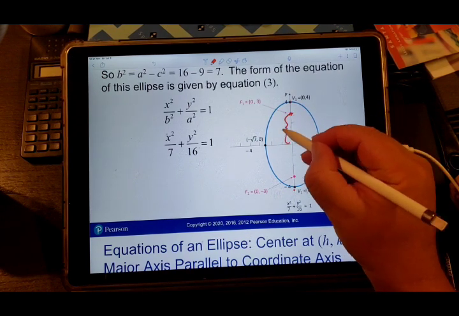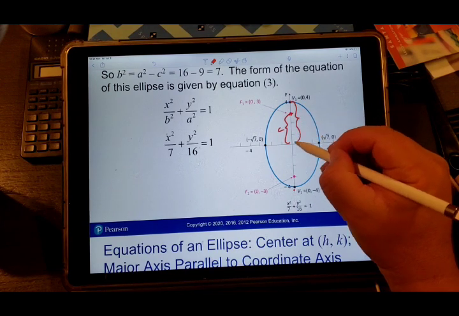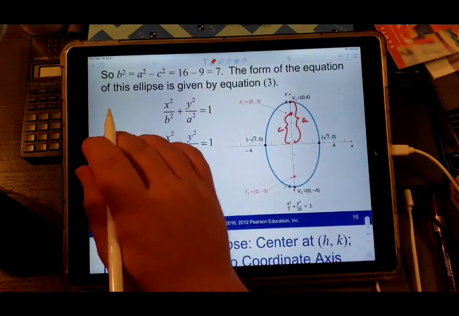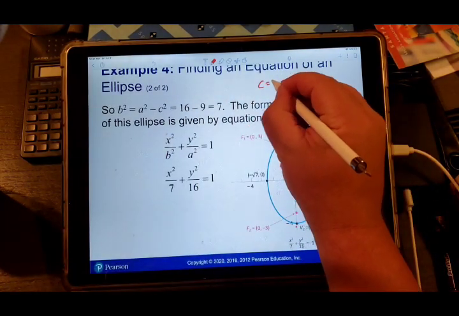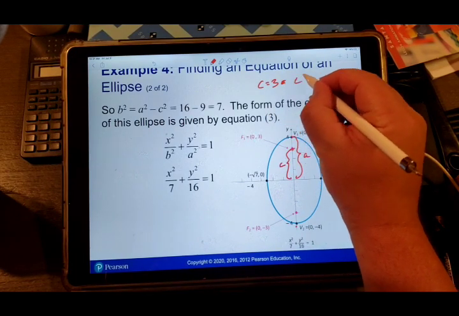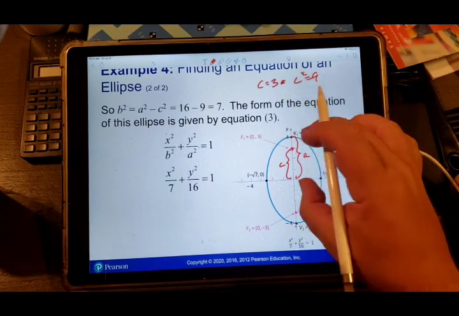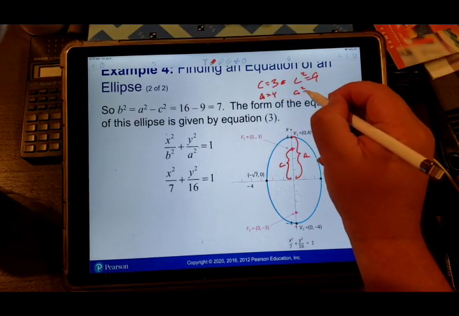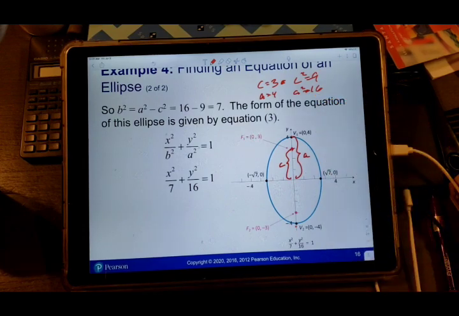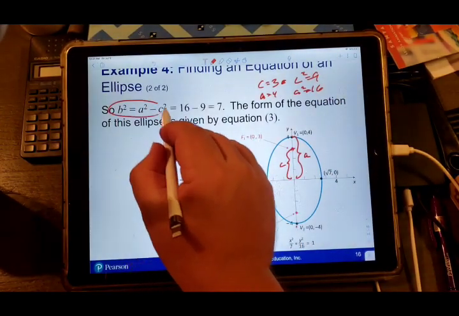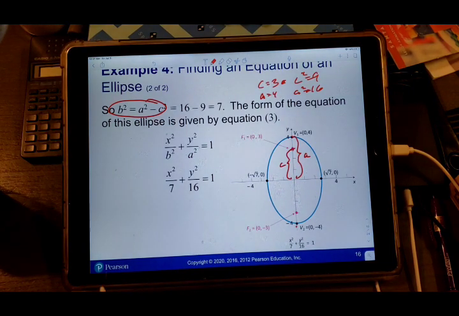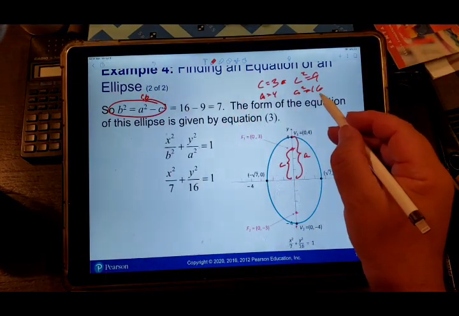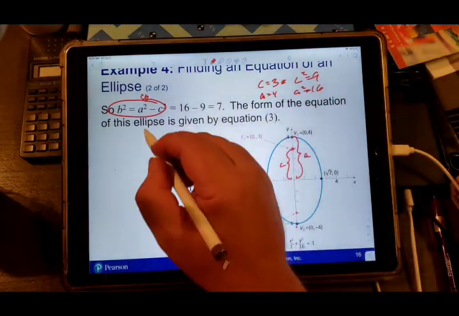So basically, we know what C is, and we know what A is. What we don't know is what B is. So if C is 3, that means C squared is equal to 9. If A is 4, that means A squared equals 16. And put that into the formula, because we know A squared is 16. We know C squared is 9.